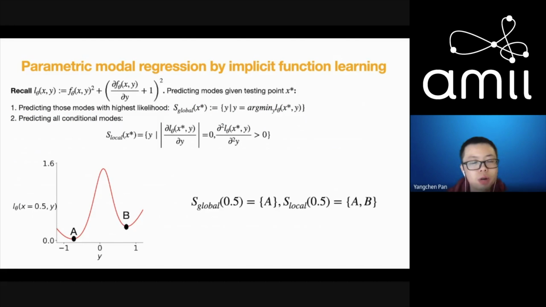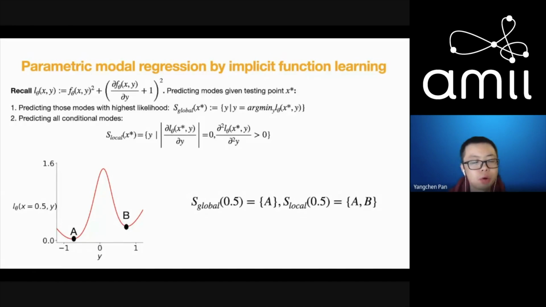The next problem is how to do prediction given a testing point x star. We propose two ways to do prediction. The first way is to predict those modes with highest likelihood. That is, given testing point x star, we find all of the corresponding y values that minimize the loss function. The second way to do prediction is to predict all of the conditional modes. That is to find all of the local minima of the loss function with respect to y.